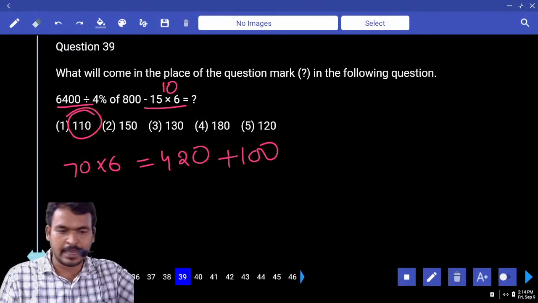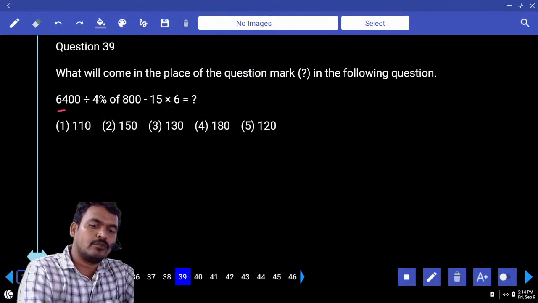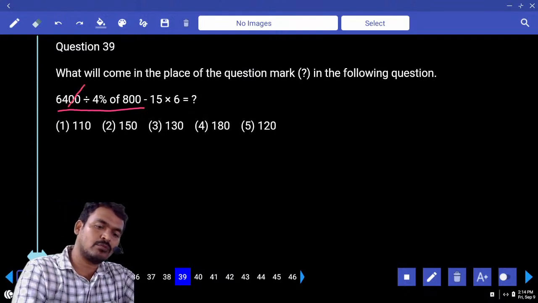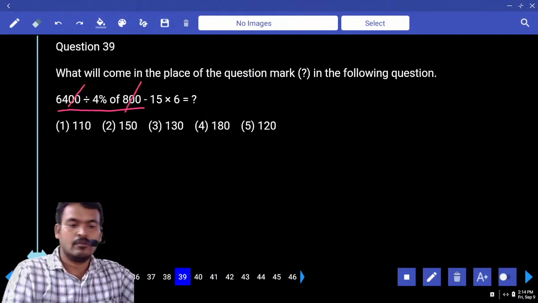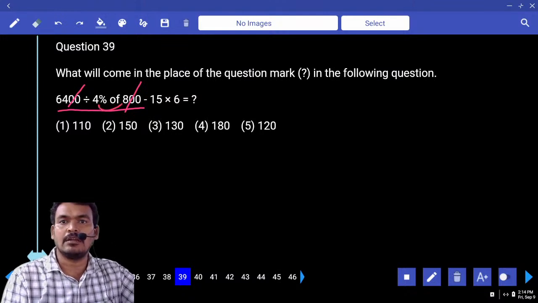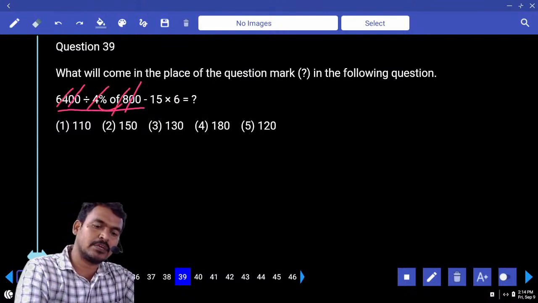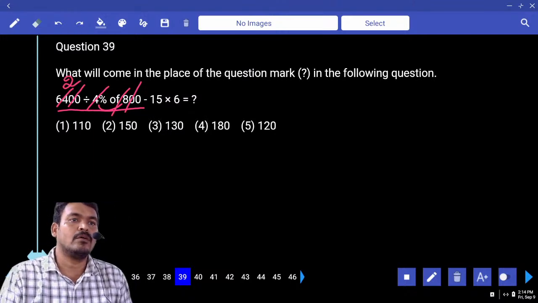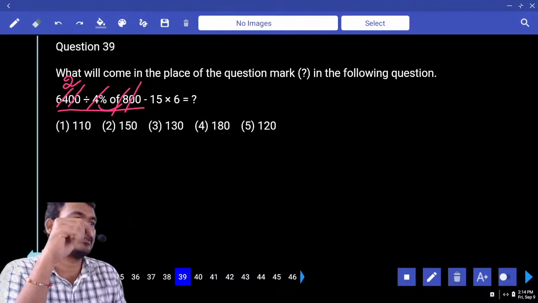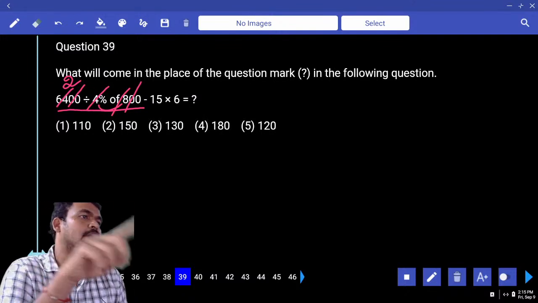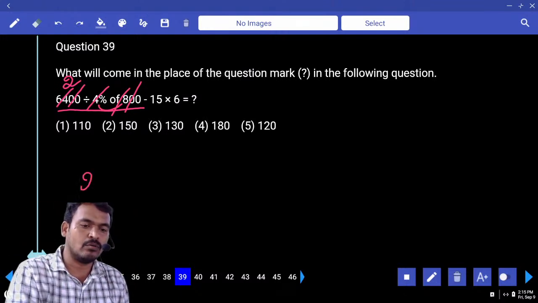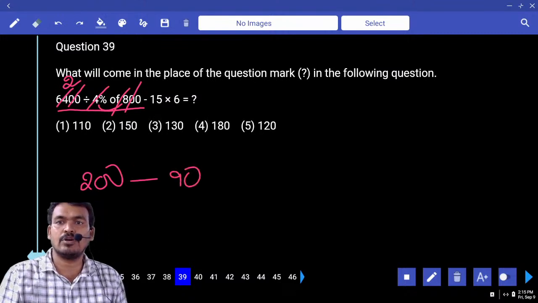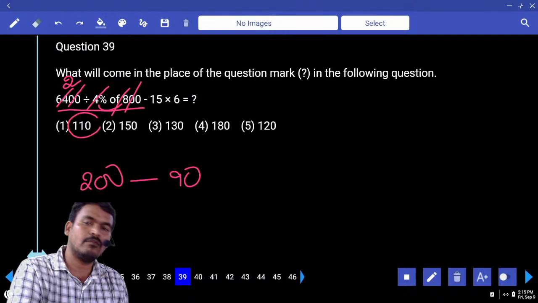Number 39. 6400 divided by 4% of which one? 800, or not? First of all, numerator 2 zeros, denominator 2 zeros cancel, or not? 4 8s are how much? 32. 32 how many times 4? 8 times, or not? Actually, it is 200 or 2? 200. Because the denominator is already a percentage, it will become 100 in the numerator, or not? It is 200, or not? Minus how much? 90. 15 times how much? 90. What is the difference? 110.